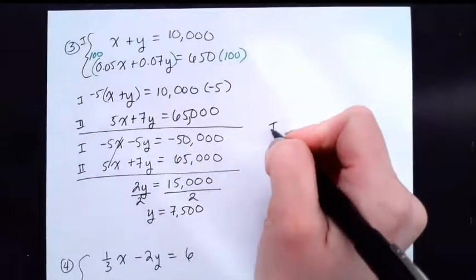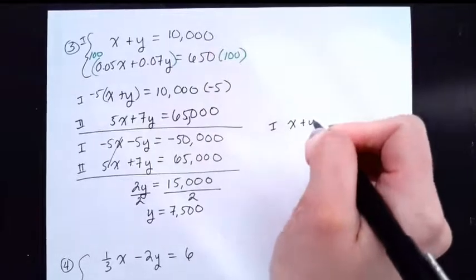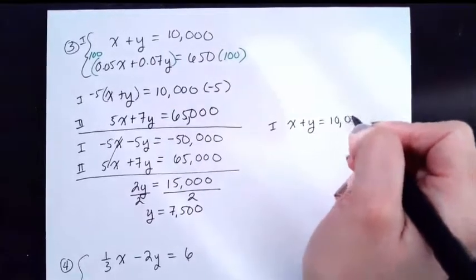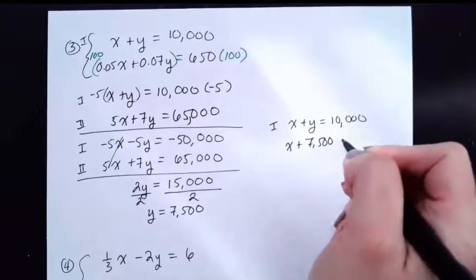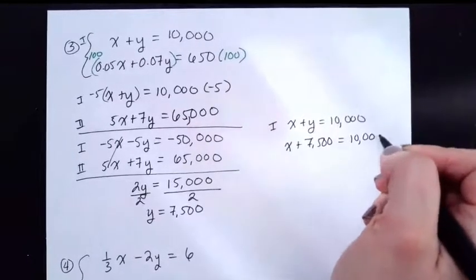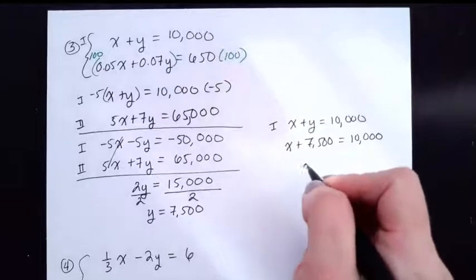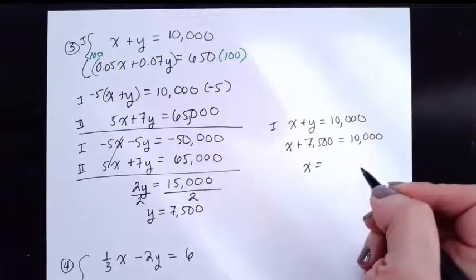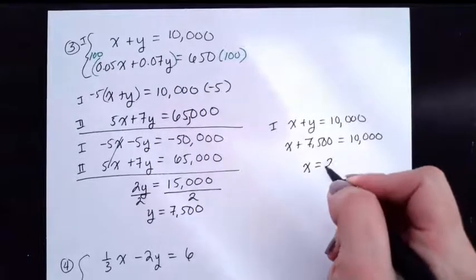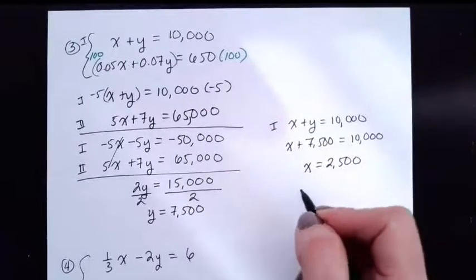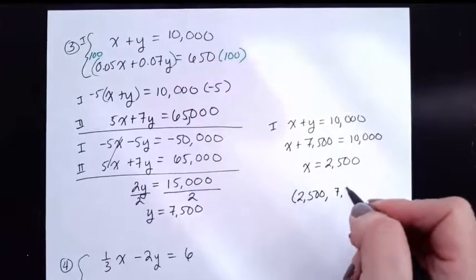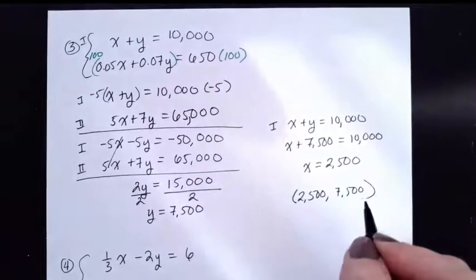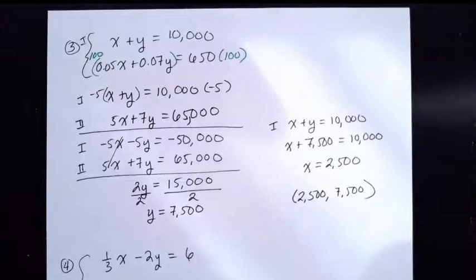I will use the first one. x plus 7,500 equals 10,000, and subtract 7,500 from both sides. So that gives me 2,500. So my x coordinate is 2,500, the y is 7,500. So again, I definitely wouldn't want to have to graph that one.